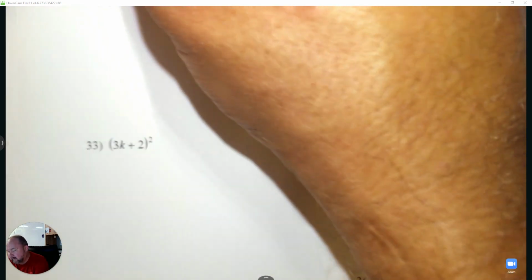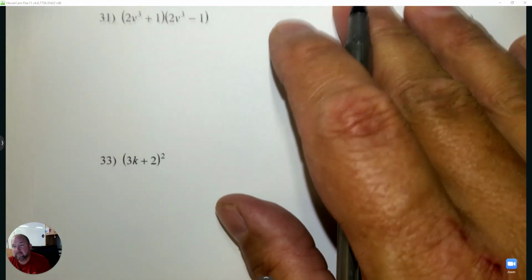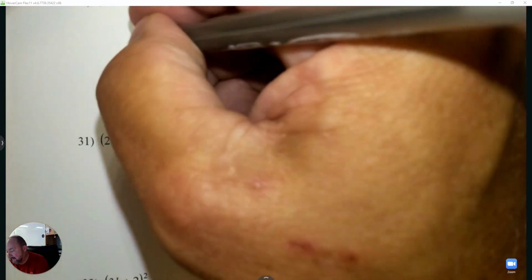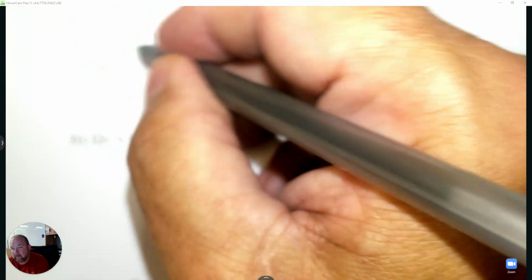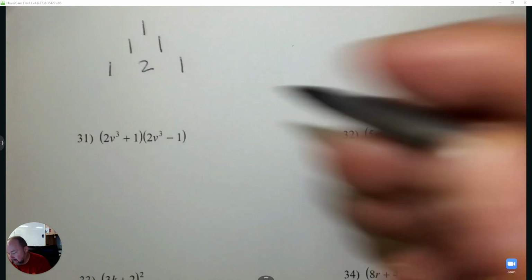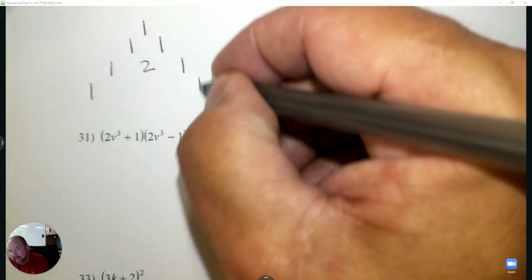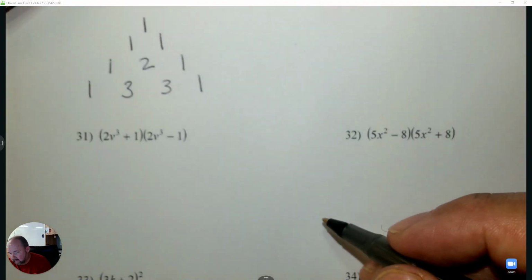It starts with a 1, and there's your first row. Then the next row starts with a 1 and ends with a 1. And the next row starts with a 1, ends with a 1, and then you add the numbers in the middle. And if you had to go to more rows, you would. So you start with a 1, end with a 1, and you add the numbers there. That's 3. Add the numbers there. That's 3. And you'd follow that pattern all the way down.